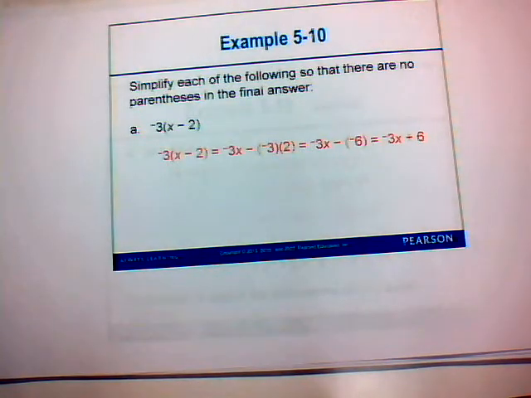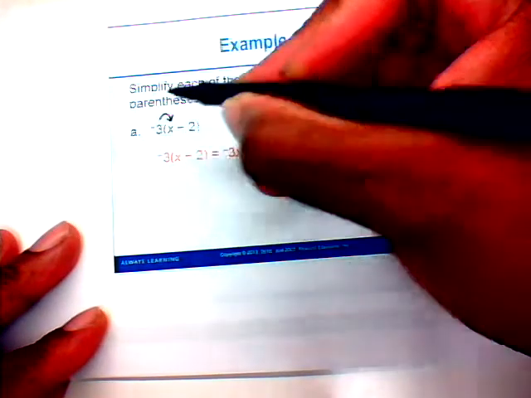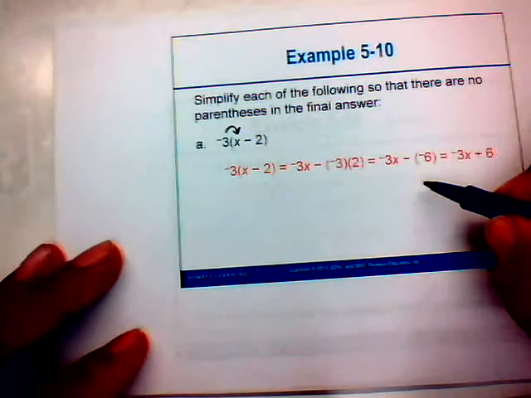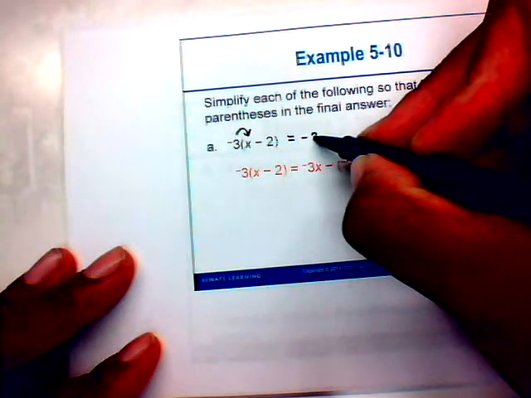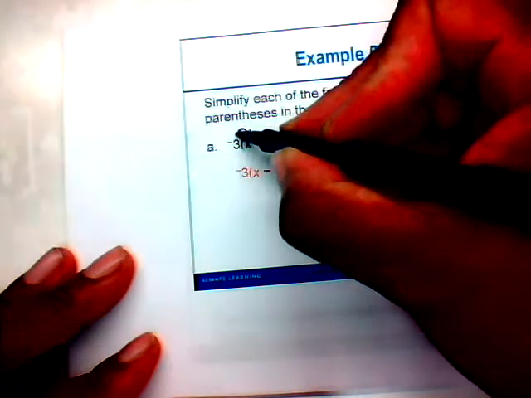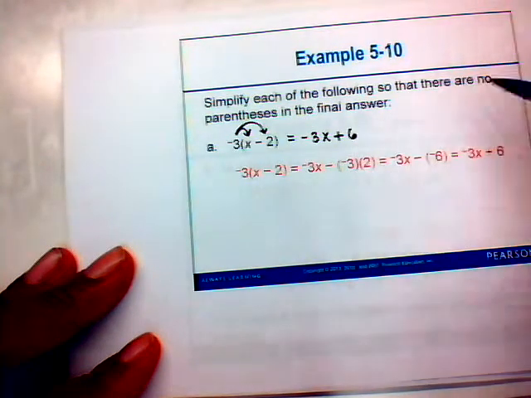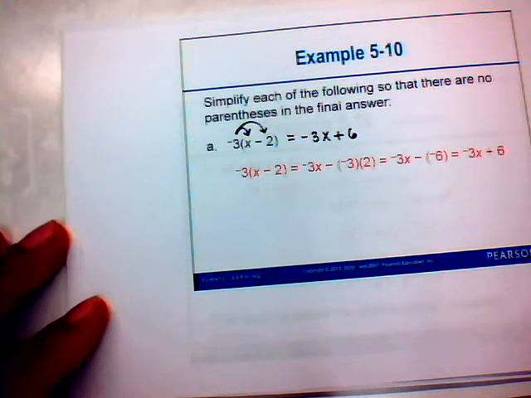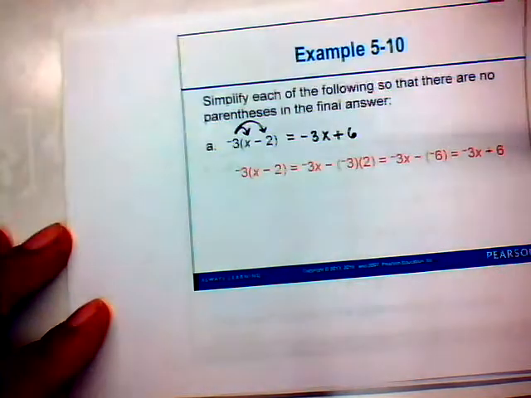Or you can think of it this way. We know the negative sign is going to change everything in the parentheses to the opposite. So when you multiply negative 3 times x, that's negative 3x. And then negative 3 times the minus 2 is going to be automatically plus 6, which is what we have here, negative 3x plus 6.